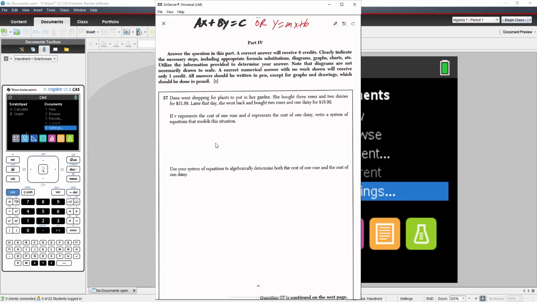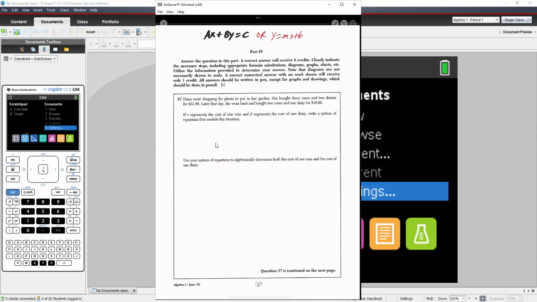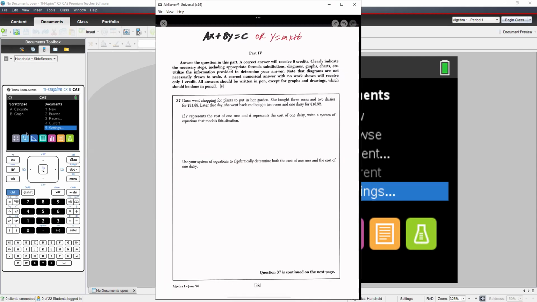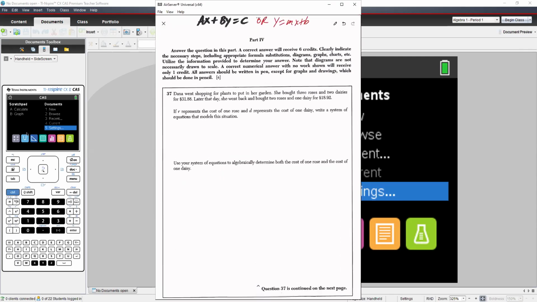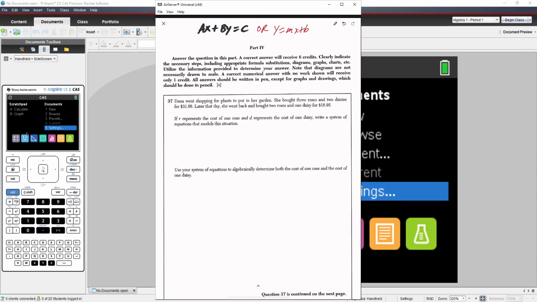I am going to do another word problem. This is taken from the June 2023 Regents exam. Just like I've done in the other videos, you have to figure out whether the system is linear, and whether it is going to be standard form or slope-intercept form. Once you know that, then you just go to work. All right, so let's read it.